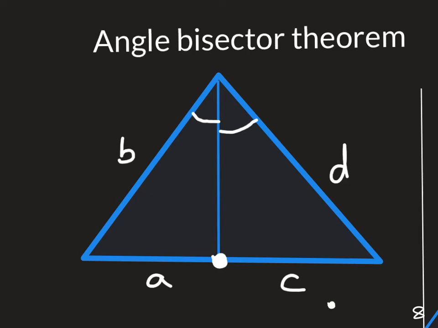Here we're going to talk about the angle bisector theorem. So an angle bisector, a bisector is something that cuts something into two equal sections. So I want some kind of line, in this case it's going to be this red line here, that cuts an angle into two equal pieces.